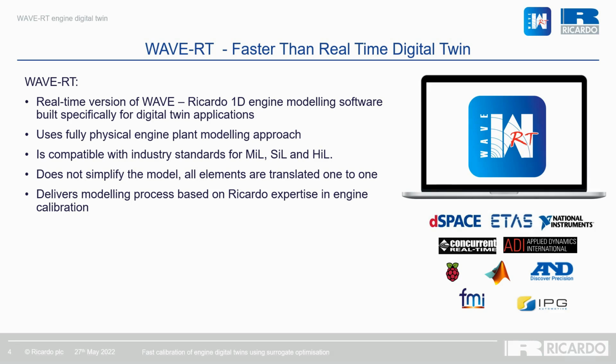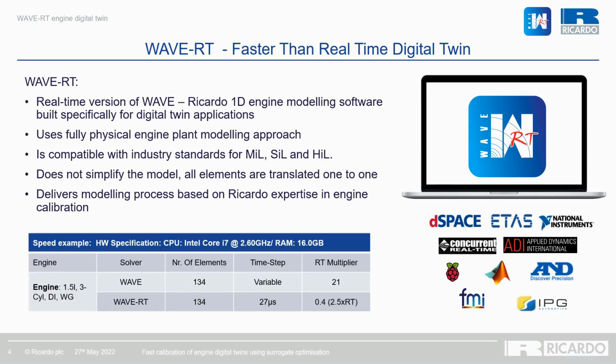So how fast is fast when we're talking about faster than real-time digital twin? An example here shows a typical 1.5-liter 3-cylinder direct injection modern gasoline engine. In this model, both donor Wave and WaveRT have 134 model elements. Wave features variable time step. WaveRT typically runs at a fixed time step, in this example 27 microseconds, corresponding to 1 degree crank angle resolution at 6000 RPM. Under these conditions, WaveRT is 2.5 times faster than real time when running on a conventional laptop hardware, Intel i7 CPU clocked at 2.6 GHz.